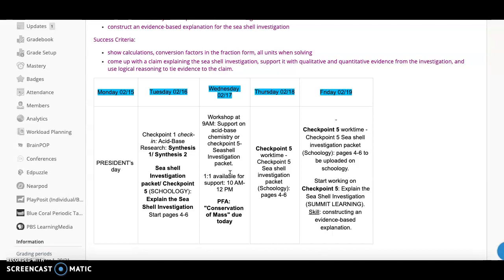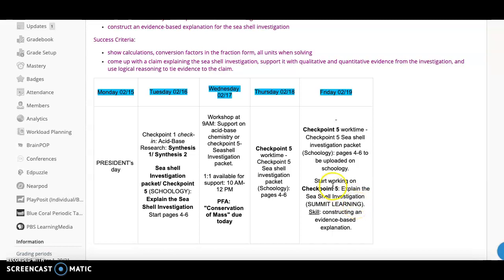These are times where you need individualized attention, and any questions on the focus area should be asked on a one-on-one. So on Friday, the packet pages 4 to 6 will be due and uploaded on Schoology, and you'll be able to start working on the checkpoint 5 that is explaining the seashell investigation.